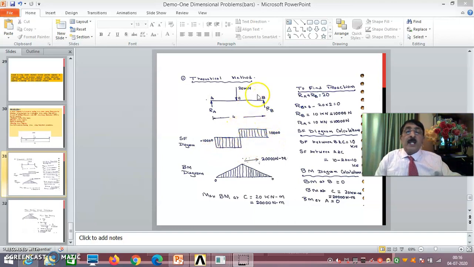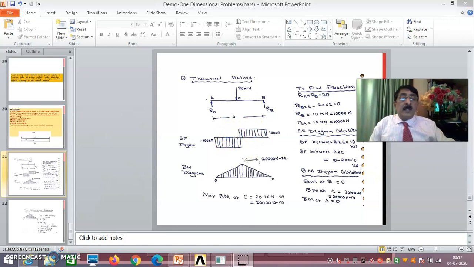I'll repeat. If you take a section between B and C, upward force we take positive. Then between B and C, the shear force will be 10 kilonewtons or 10,000 newtons. Then anywhere between A and C, if you calculate to the right side, RB is plus 10,000, but here you have minus 20,000, 20 kilonewtons. This is 10,000 minus 20,000, it is minus 10,000. In that way, the shear force diagram you should get like this.